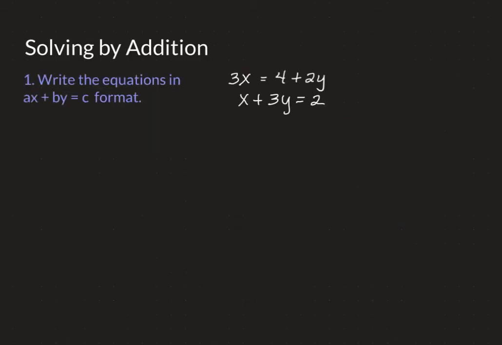Okay, here's another system of equations. First, we need to write the equations in the ax plus by equals c format, this general format. So let's rewrite whatever we have to rewrite. In order to get this into that format, I'm going to have to subtract 2y from both sides. Whatever I do to one side, I do to the other, the golden rule of algebra. So 3x minus 2y equals 4. x plus 3y equals 2.